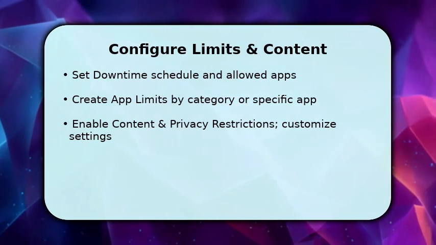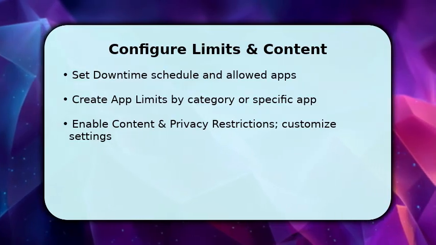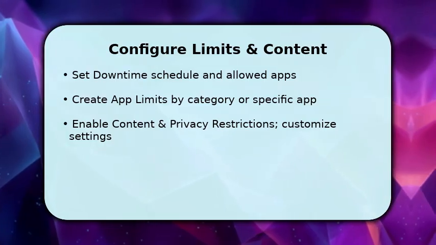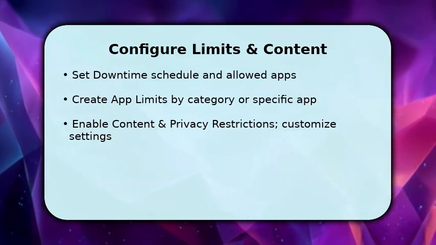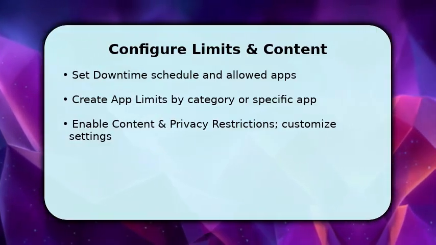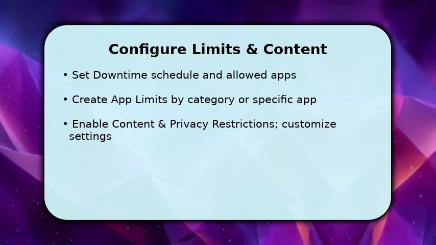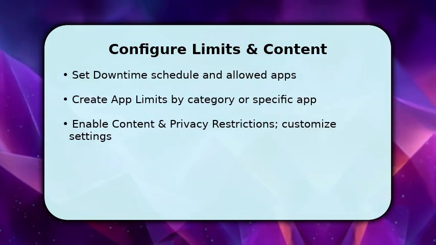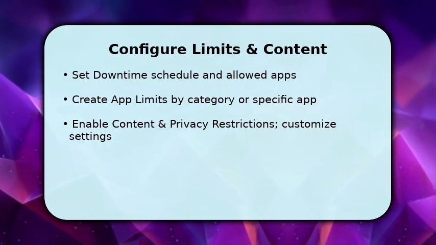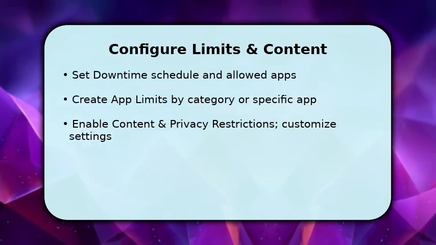Then create app limits by category or individual app, choosing daily time allowances and adding exceptions as needed. After that, enable content and privacy restrictions to control purchases, web content, and explicit material. Limit adult websites or set allowed sites. You're shaping daily behavior and content exposure, so take a moment to tailor each option to your child's age.